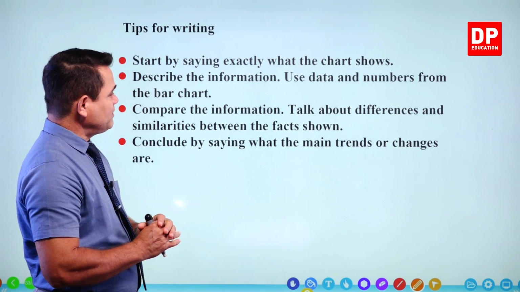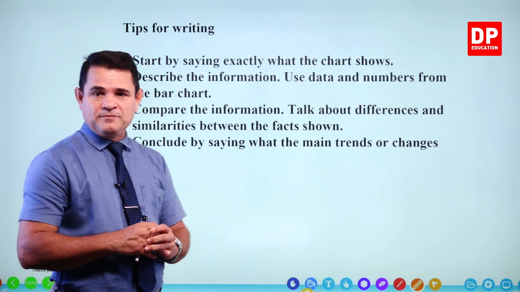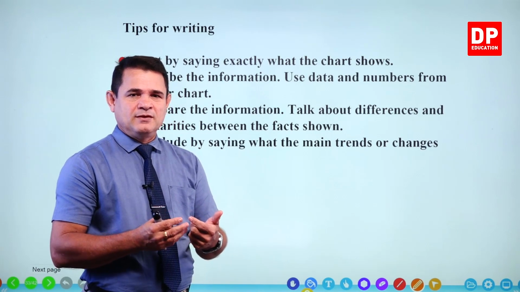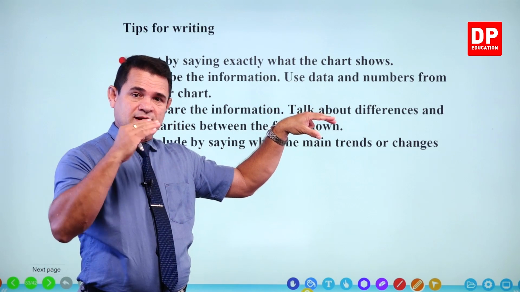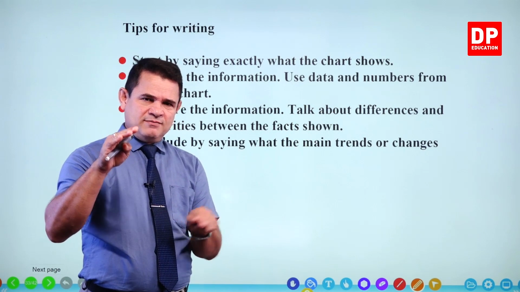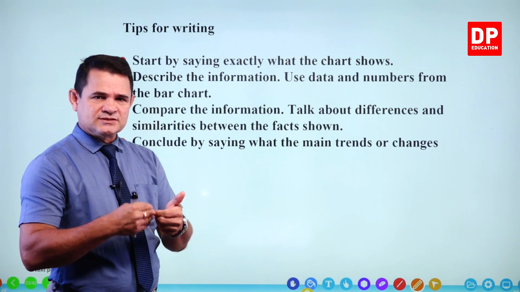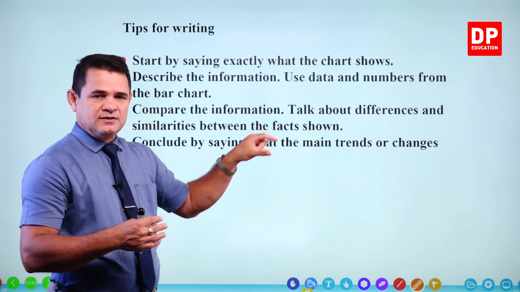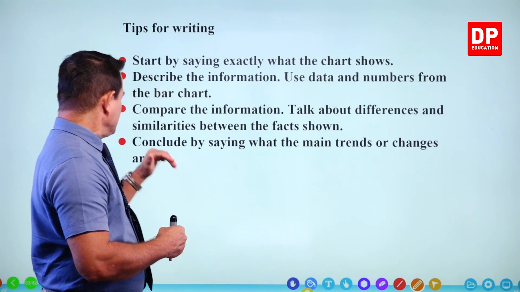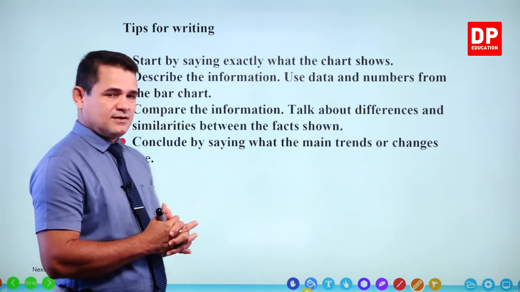And compare the information, talk about differences and similarities between the facts shown. දක්වලා තියෙන කරුණු compare. First you told only highest, lowest ඒ වගේ දාලා කිව්වා. Now compare. මේකට වඩා මේක වැඩි, මේකට වඩා මේක අඩුයි, සමානයි, like that. Next start describing those information, comparing different things. Next one, conclude by saying what the main trend or the changes are.